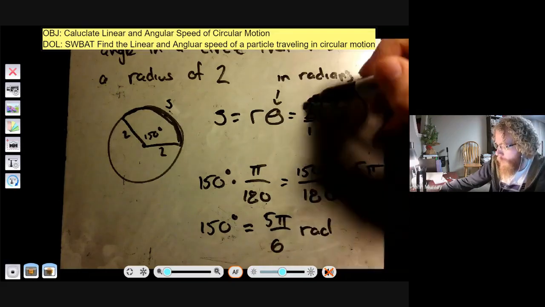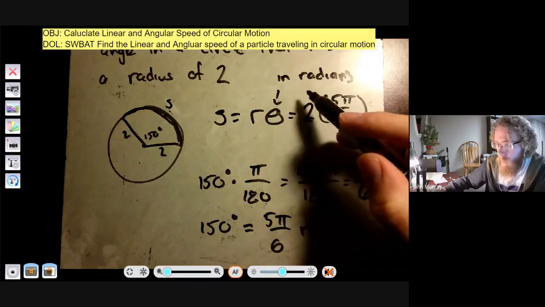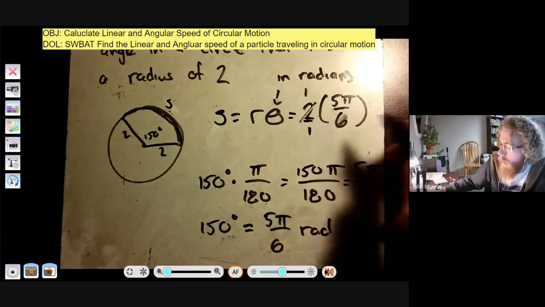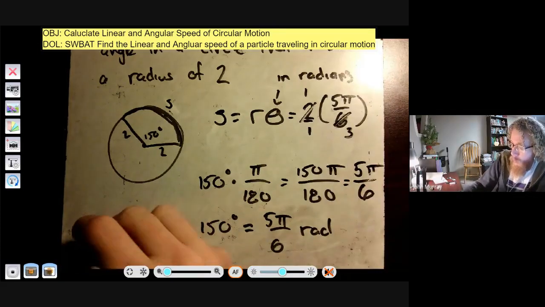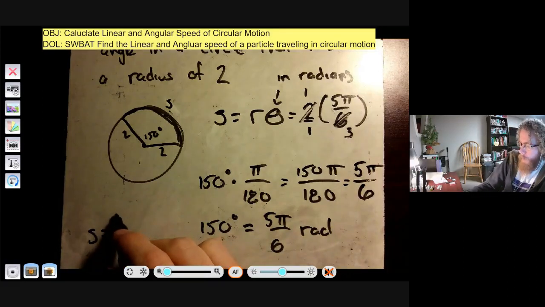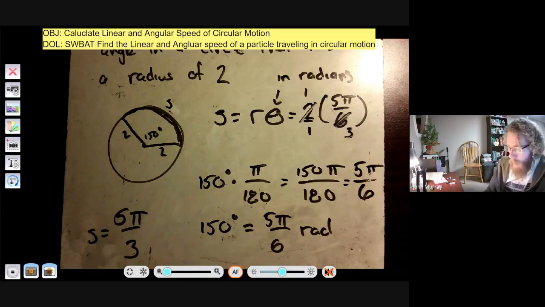So this is 2 over 1. So here, I can reduce the 2 over 6, right? They're both divisible by 2. So I cross out this, that becomes 1. I divide 6 by 2, and that leaves me 3. So we have our arc length is 5 pi over 3.